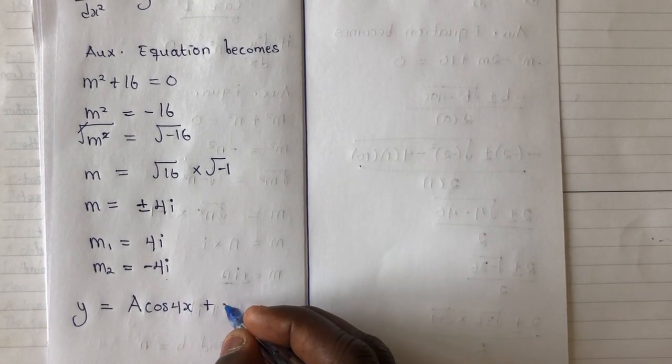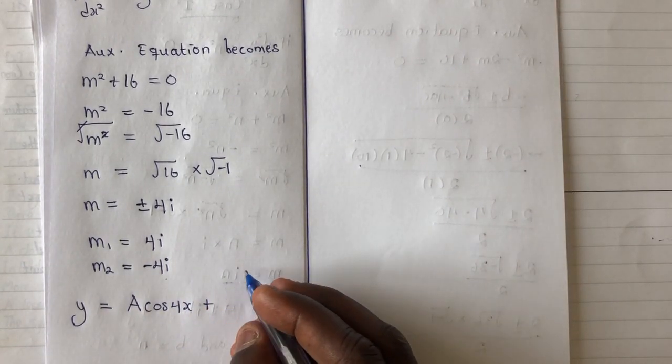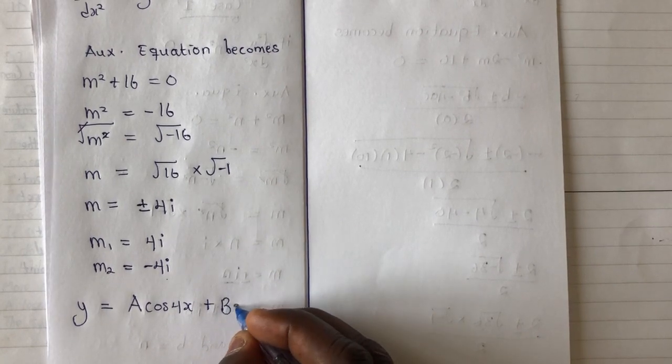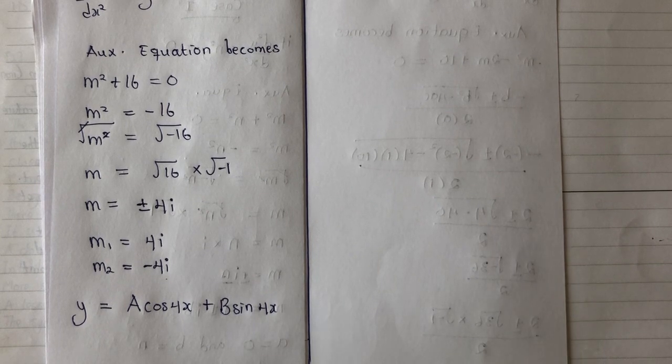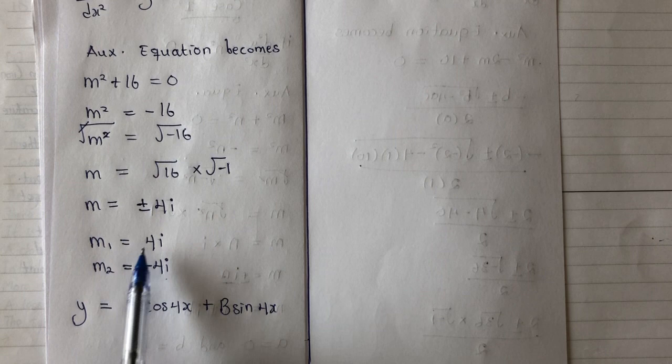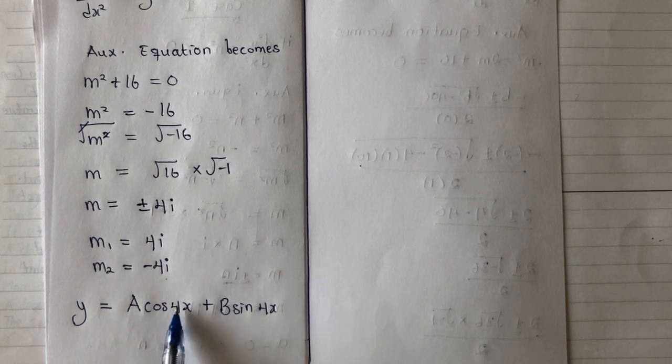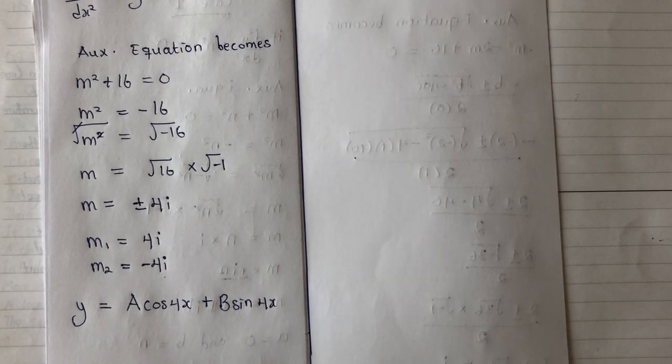4x plus b sin 4x. Don't worry about the negatives, because this sign has already taken care of that during the proving. So this is your m1, m2, and you just put it here, and this is your final solution. As we proved, I've already proved this, so there's no need to worry about it. So this will be your general solution for the complementary function.